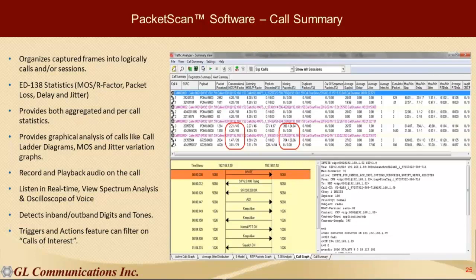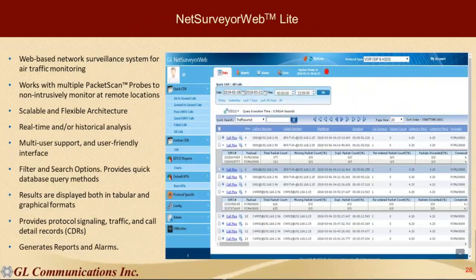So next one is NetSurvey Weblight. It's a web-based network surveillance system for air traffic monitoring. It can work with multiple probes to non-intrusively monitor at remote locations, and it has a scalable and flexible architecture to define custom filters and reports, or the KPIs, key performance indices, which will give a clear picture of the health status of the network. It can show the real-time and historical data, and it also supports multiple users.